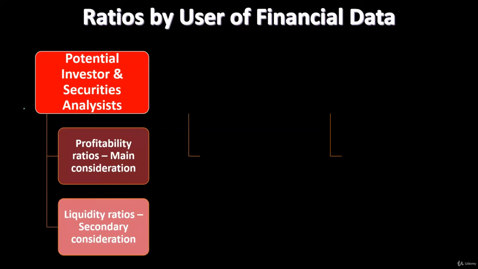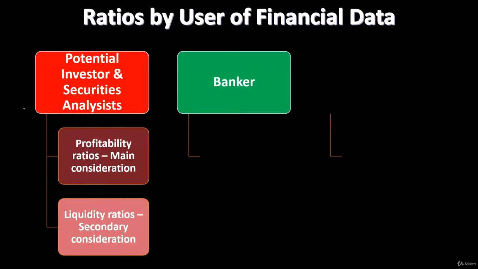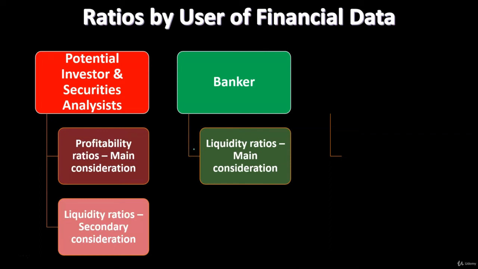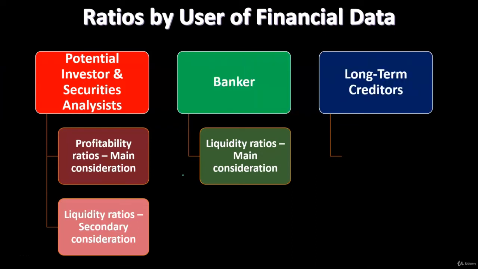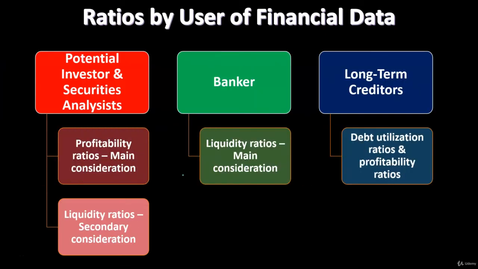Liquidity ratios are a secondary consideration, because you want to make sure they're going to be able to pay off their debts. The banker is concerned mainly with liquidity ratios. Especially for short-term obligations, the banker wants to know, can the company pay off the obligations that are coming due soon? And then long-term creditors for the organization are concerned with the debt utilization ratios and profitability ratios. What's your debt financing as compared to equity financing, and what's your profitability? Are you going to be able to pay off your obligations?